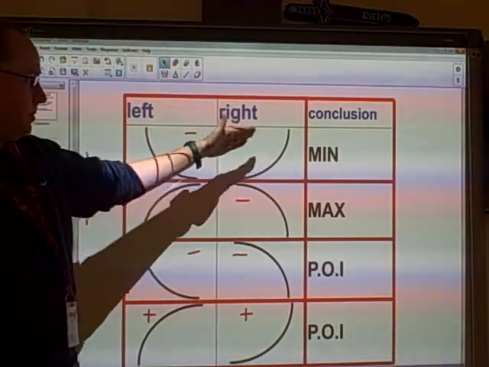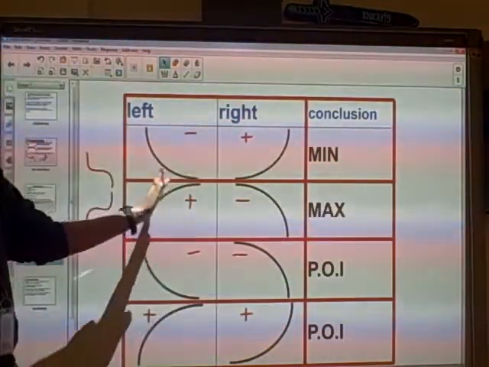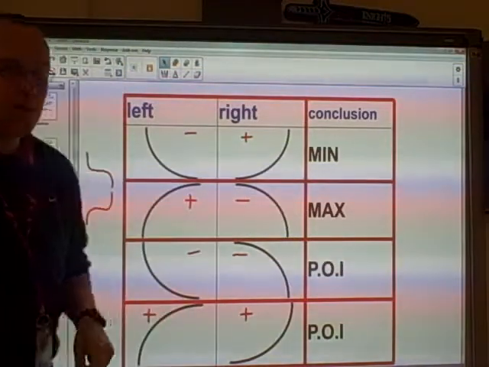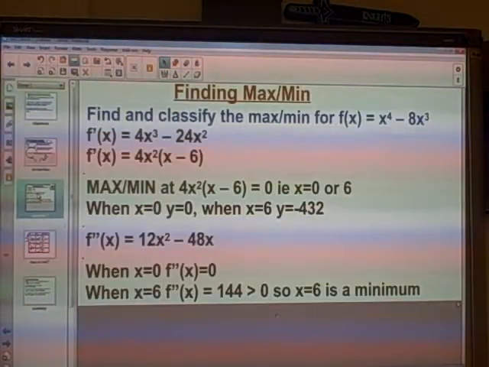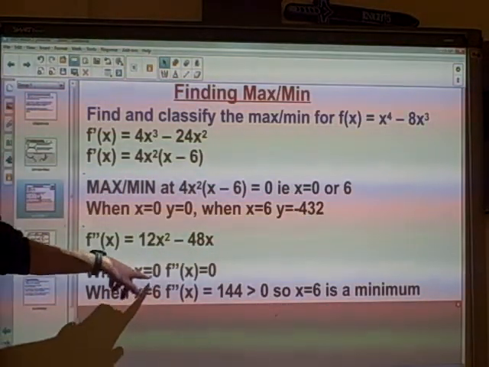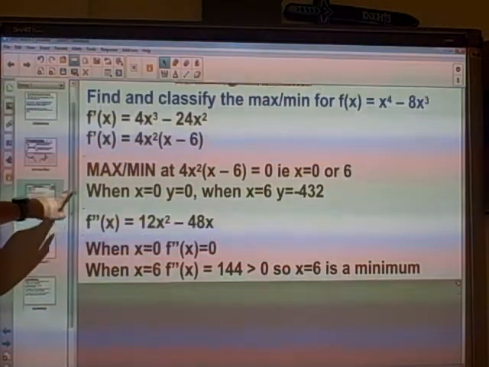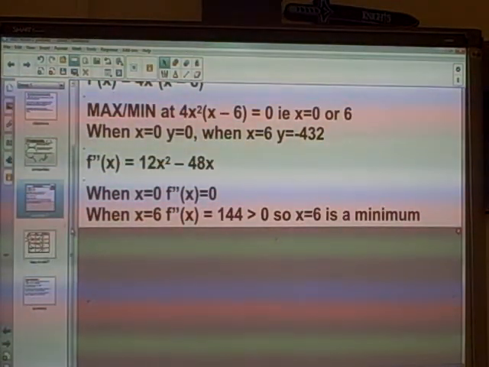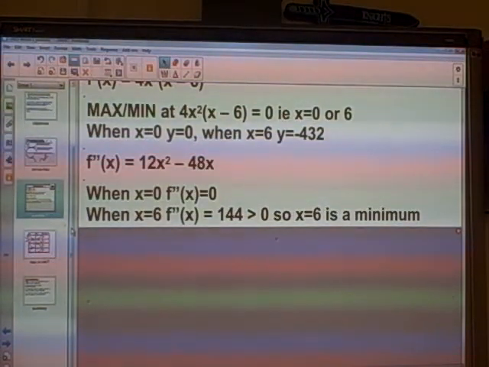If we have a negative slope followed by a positive slope, we get a minimum. If we have a positive slope and a negative slope, we end up with a maximum. So let's go back and see what actually happens. We've got to investigate either side of 0. We need to choose values that are very close, so things like 0.1 and negative 0.1.